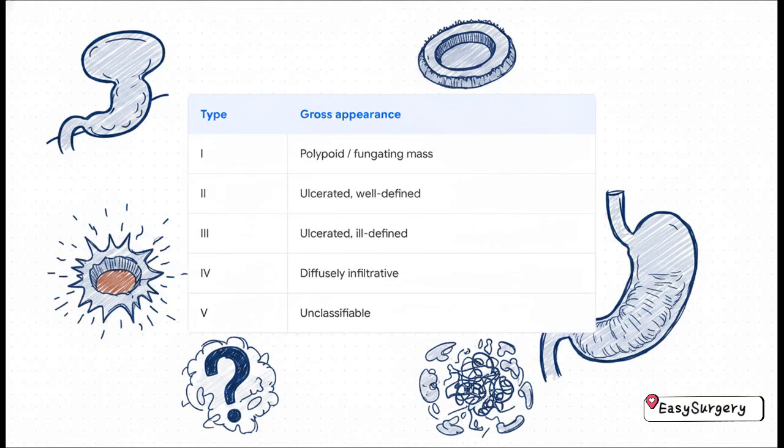Then there's type 4. This is the one that strikes fear into the heart of any surgeon. It's a diffusely infiltrative lesion, famously known as linitis plastica. The whole stomach basically becomes rigid and thickened, like a leather bottle. And finally, type 5. That's just your unclassifiable category, reserved for lesions that simply don't fit neatly into types 1 through 4.